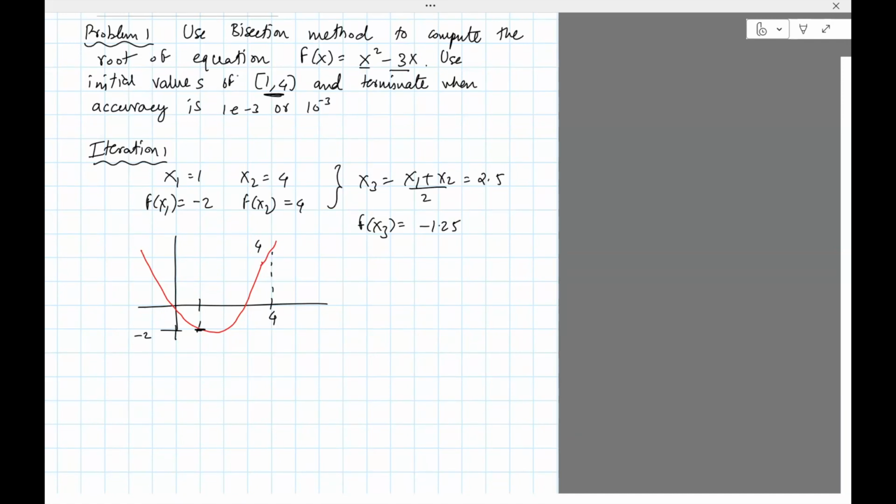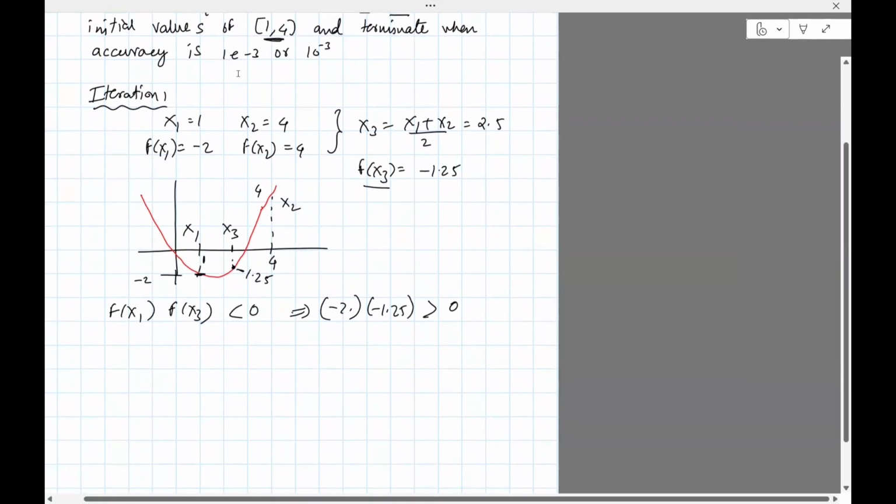This is 1. That'll be 2.5, so it's somewhere over here. We see it's still negative here, -1.25. Okay, which means that x1, x2. So then we check if f of x1 times f of x3 is less than 0. That's basically saying is -2 times -1.25, but that's greater than 0, not less than 0, right?